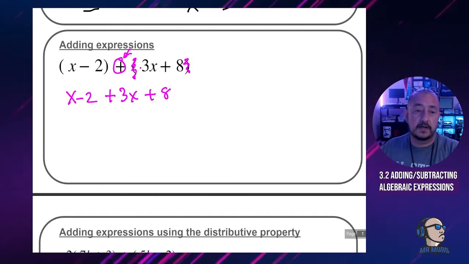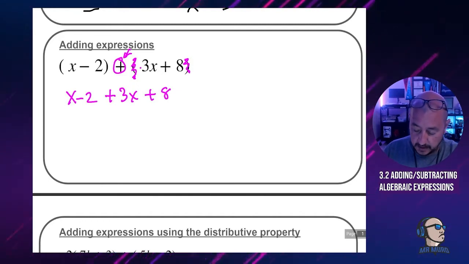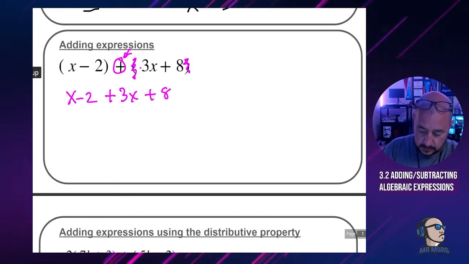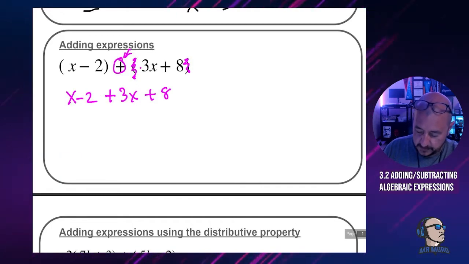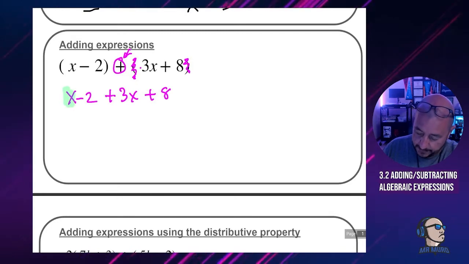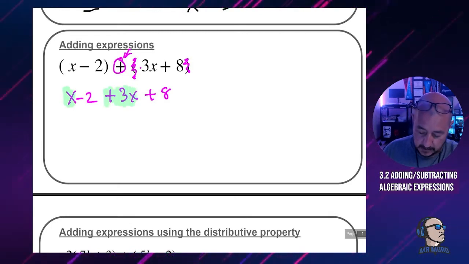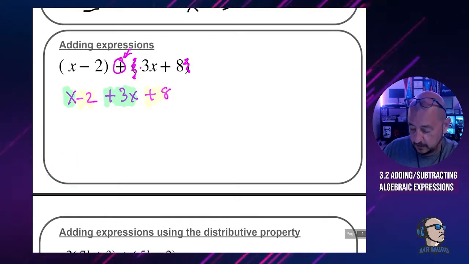Okay, so the next step is we have to combine like terms. What does that mean? Basically, I'm grouping these together. Let me grab my handy dandy highlighter. So first things first, I see an x right there. I see a positive 3x. Those are like terms. The next ones that I see are negative 2 and positive 8. Those are like terms.